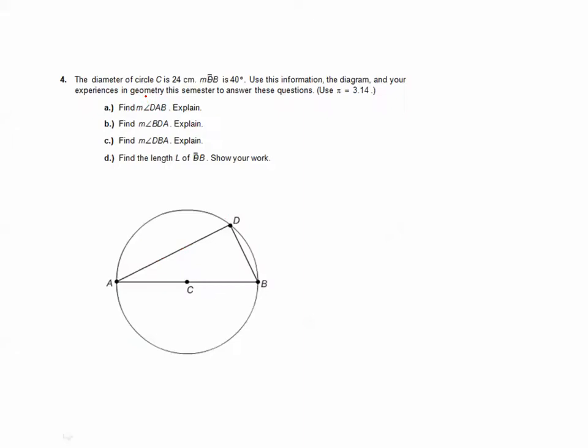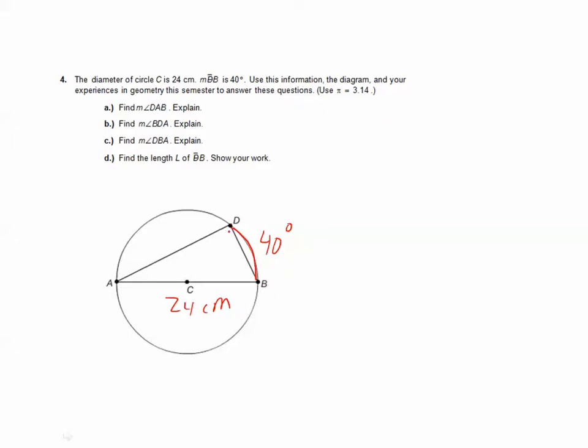Okay, and then your last one, number 4, says the diameter of the circle C is 24 centimeters. The measure, and this is arc DB, that's what it's supposed to say. The measure of arc DB is 40 degrees. Use this information and your experience in geometry to answer these questions.